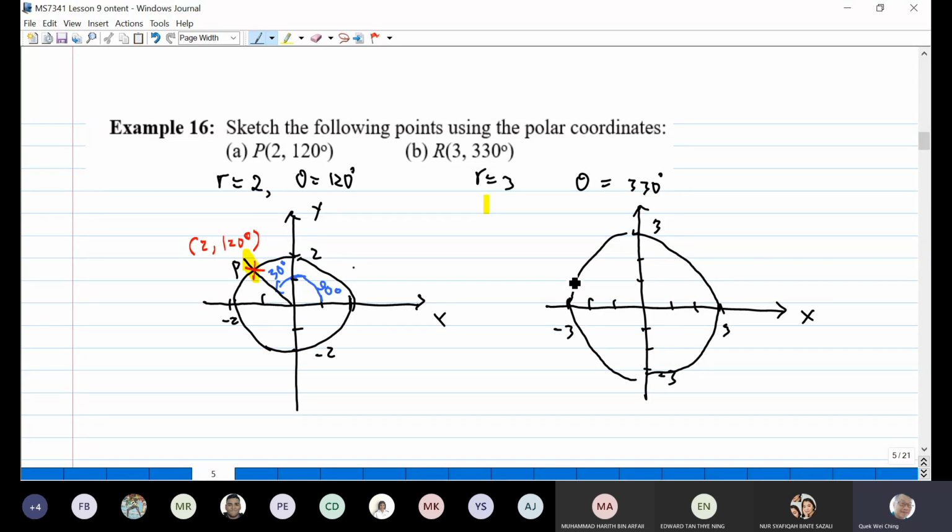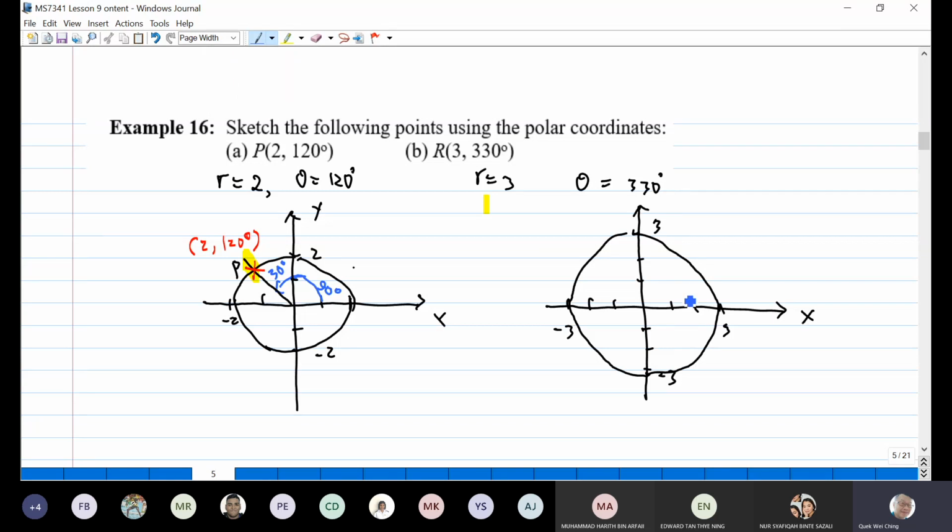Okay, which distance 3 away from the center of the circle. Okay, so here is a circle radius 3 first. Then the direction is 330. So where is 330? So you measure from the positive axis, then anti-clockwise. So then you draw 330 line. So let me draw 330.